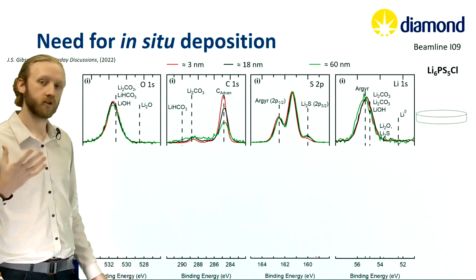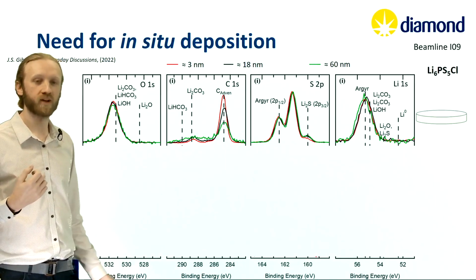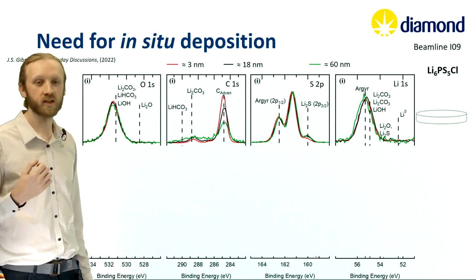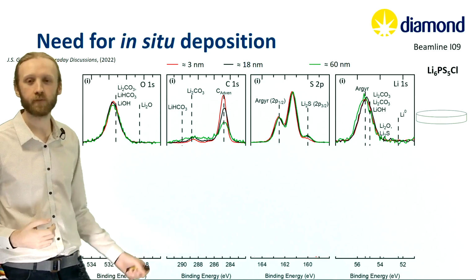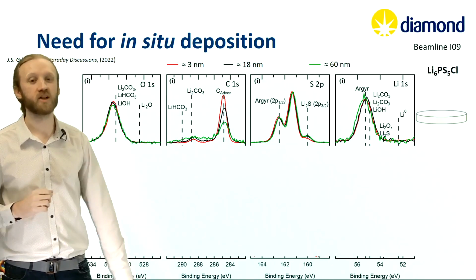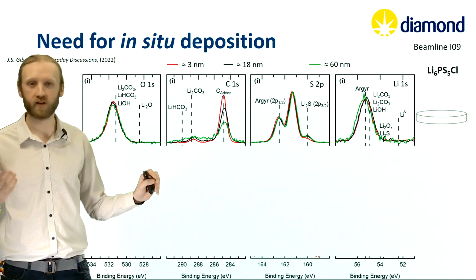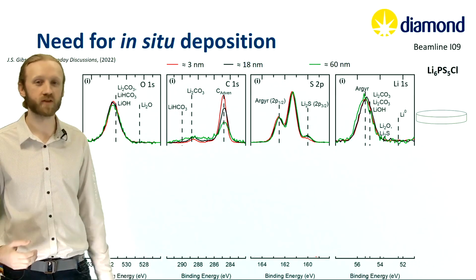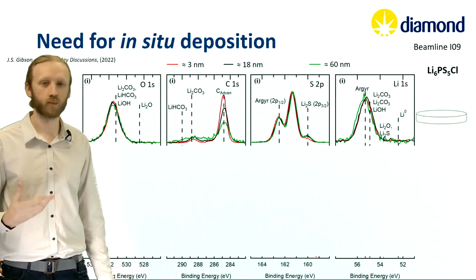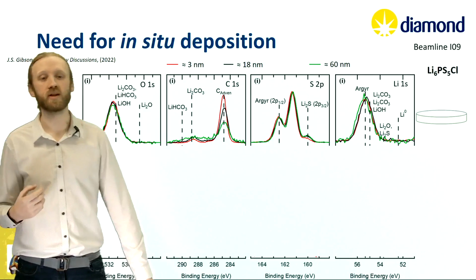So if we want to look at some of the experimental data we've collected for this in collaboration with the Diamond synchrotron at Beamline I09, we've got 3 different X-ray energies that we used, with probing depths for their photoelectrons of about 3 nanometers for the red, 18 nanometers for the black, and 60 nanometers for the green lines.